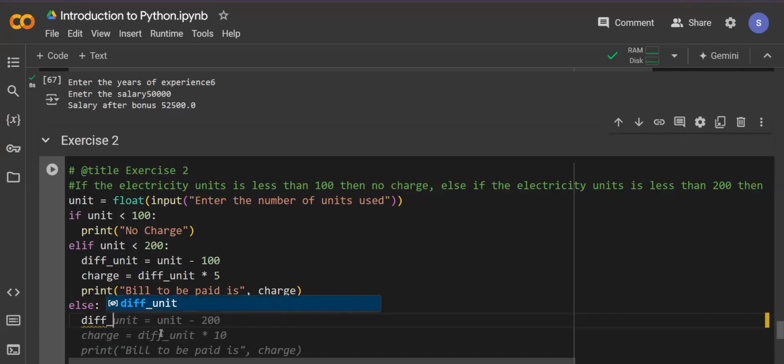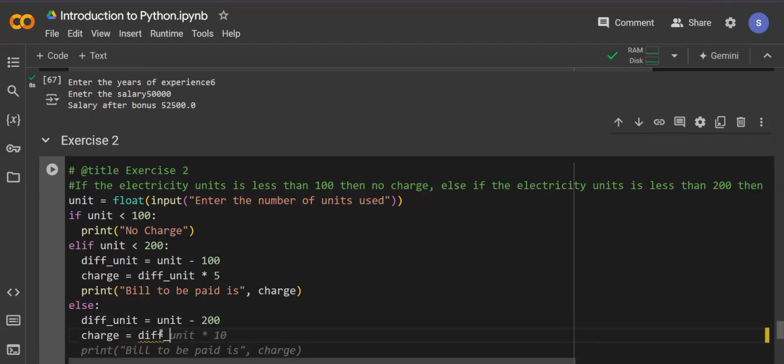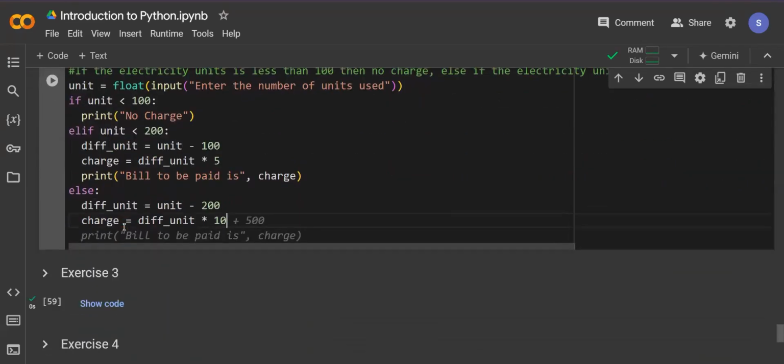So let me write difference_unit once again is equal to unit minus 200 now. Correct? So what is the charge? Charge is equal to difference_unit multiplied by 10. Correct? It is multiplied by 10. Now, what are we supposed to add here? We are supposed to add this particular unit also, that is still 100. Okay, this particular unit also we are supposed to add. That is added like this.